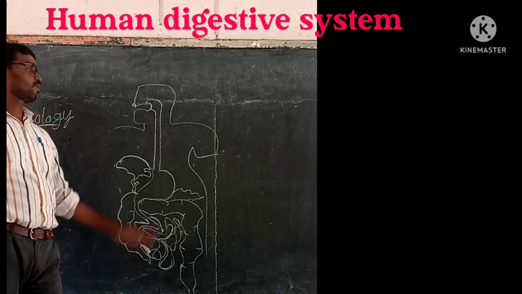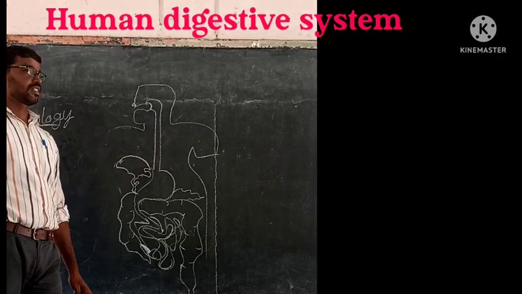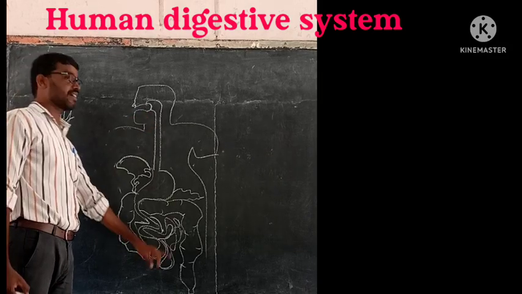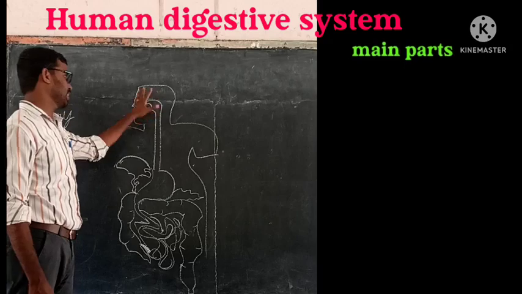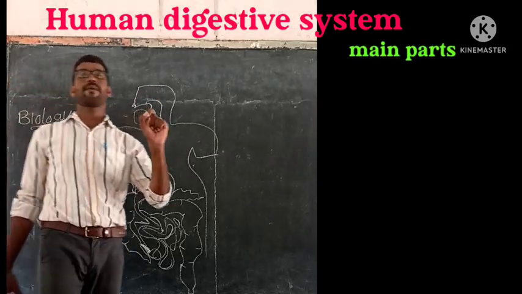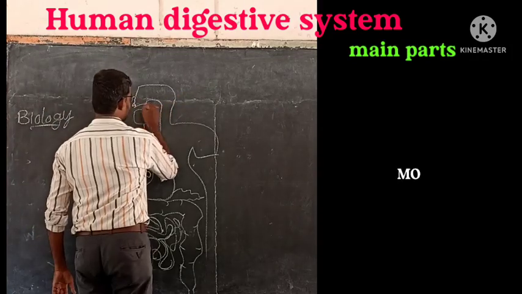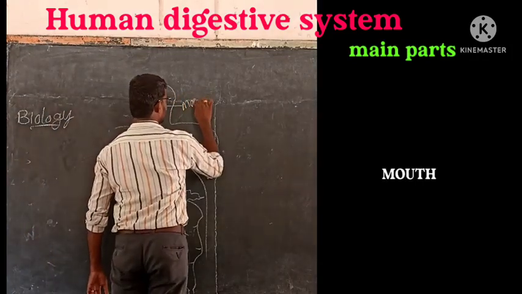Digestive system. What is this? Our digestive system starts with the mouth and ends with the anus. Between the two, we see some important parts. So I will write. The first part is called the mouth.